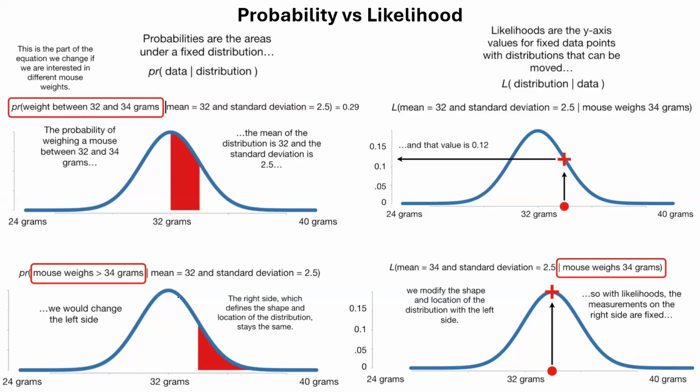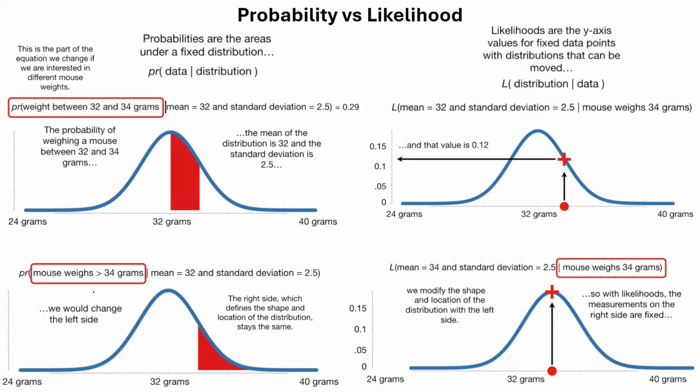Now if you're asked to find the probability of a mouse weighing more than 34 grams, these parameters are constant here. The mean remained the same and the standard deviation also remained the same. That means the distribution would remain the same; the only thing that changed is the left side.